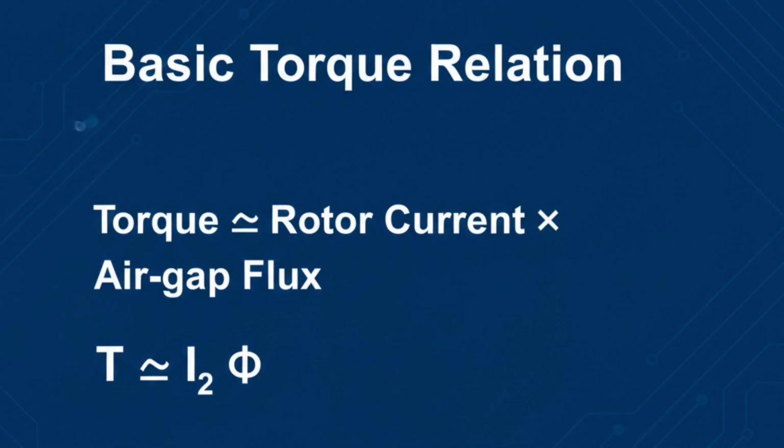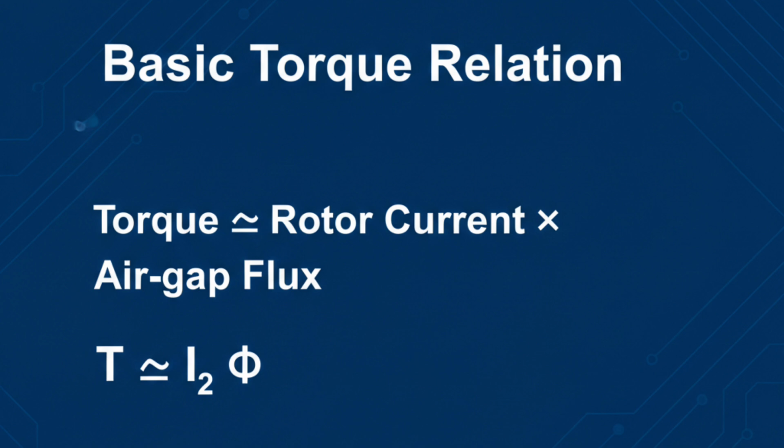From electromagnetic theory, we know that force on a current-carrying conductor in a magnetic field is proportional to the product of current and flux density, and since torque is produced by this force acting at a radius, we can say that torque is proportional to rotor current multiplied by air gap flux, which is written in simple form as T ∝ I2 × φ. This is the basic physical meaning behind the torque production in an induction motor.